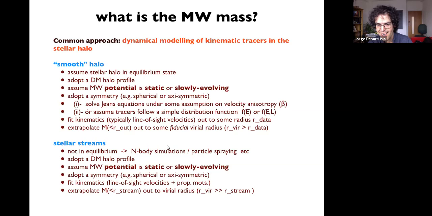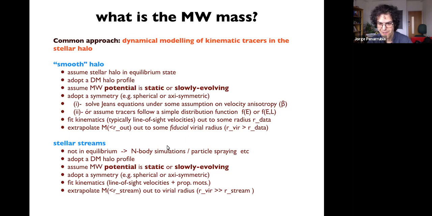And I'm highlighting the word fiducial because the virial radius is pretty much an arbitrary quantity that you can define in various ways, but it's still unclear whether it has some significance in dynamics, where the virial radius of the galaxy is. And then people also use stellar streams. Stellar streams are not in equilibrium. They are still phase mixing in the potential of the Milky Way.